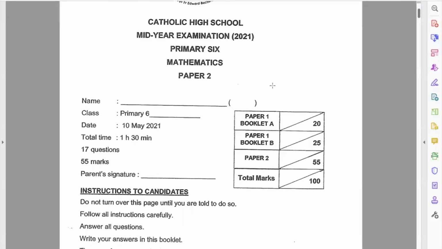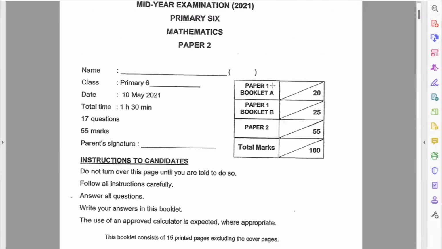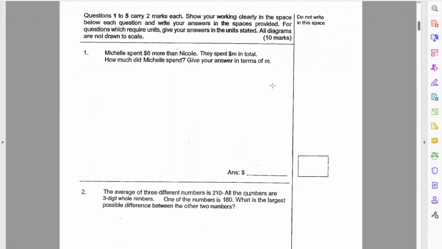Catholic High Mid-Year Exams 2021, Primary 6 Paper 2. Let's go through the first question.